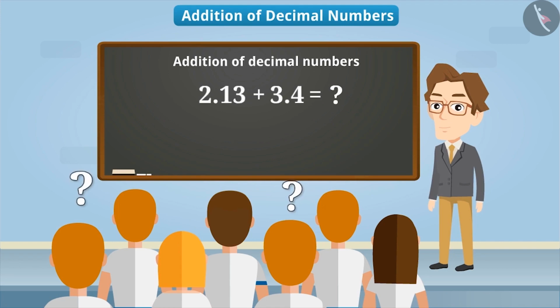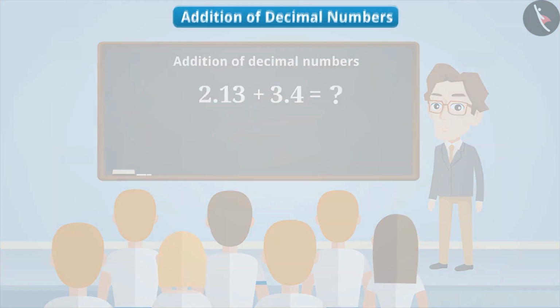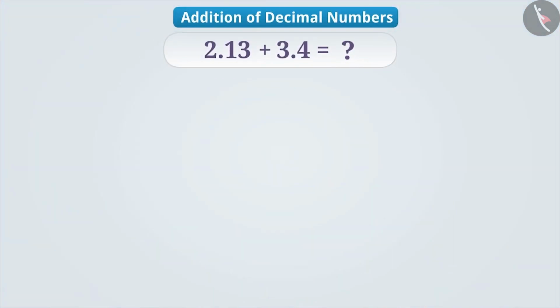The students started thinking hard as to how they could add these two decimal numbers. Do you also face such problems? If yes, then let's solve it in this video. We need to find out the sum of 2.13 and 3.4.